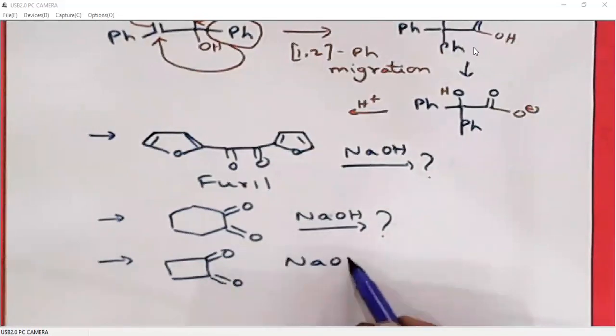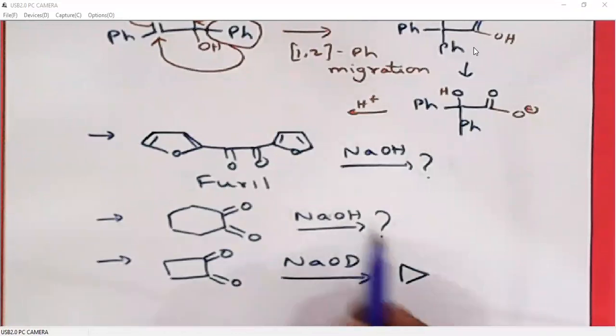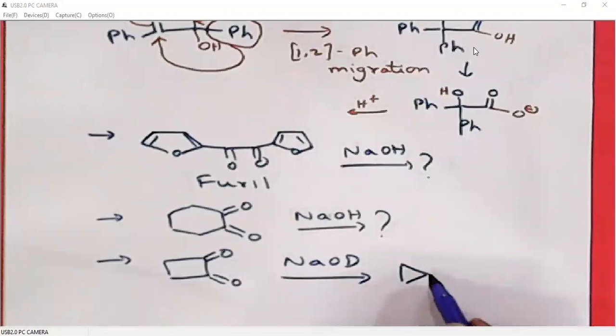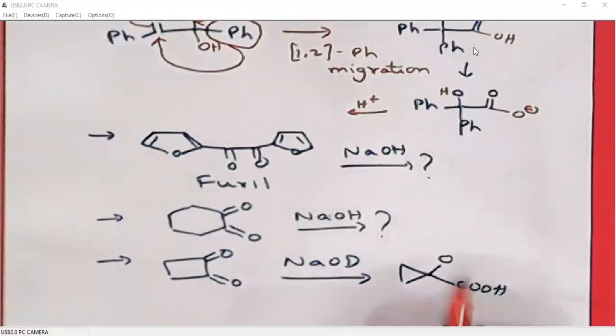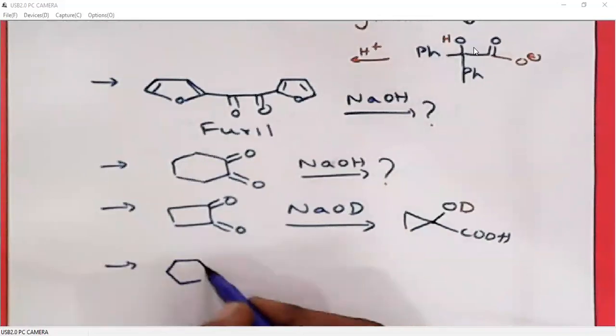We can have a small variation like this when we use deuterated sodium hydroxide instead of simple sodium hydroxide. What is the product? That means where should this deuterium be? As I said, this H will be on the OH group. So here also this deuterium will be here. But if we add deuterated water at the end of the reaction, that deuterium will be here. So please note these two differences. We can have a variety of examples.